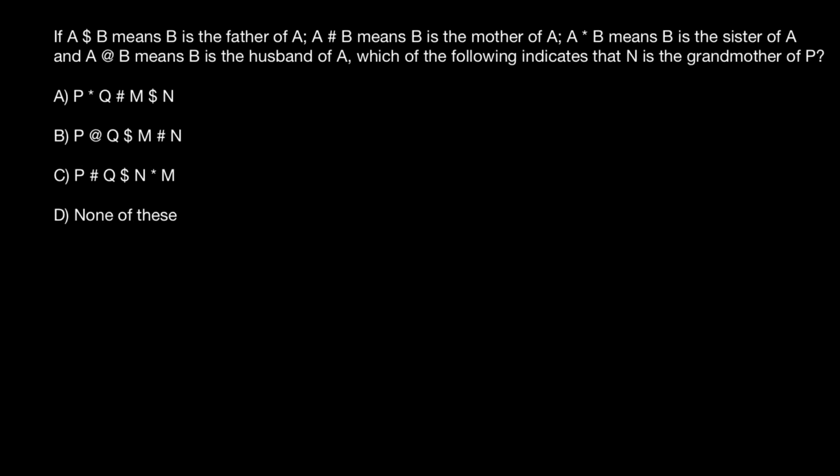Here's the problem: if $ means B is a father of A, # means B is a mother of A, asterisk means B is a sister of A, and @ means B is a husband of A, which of the following indicates that N is a grandmother of P?